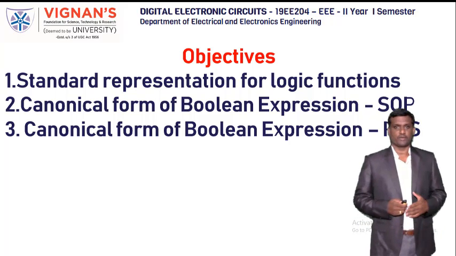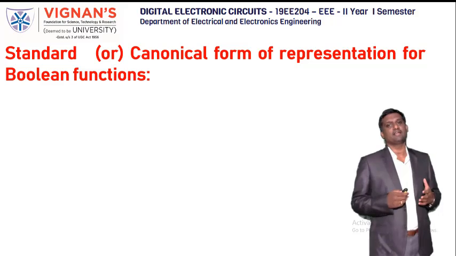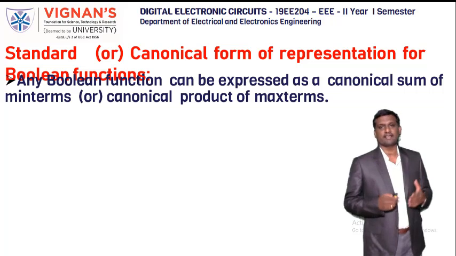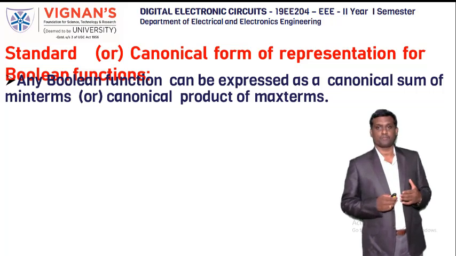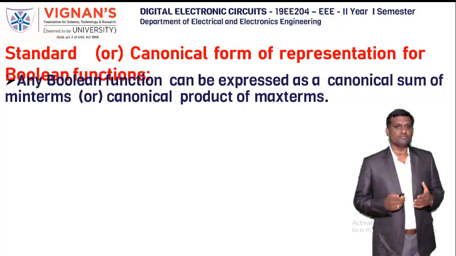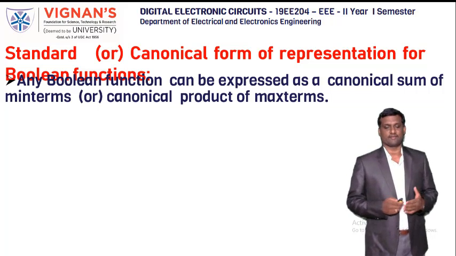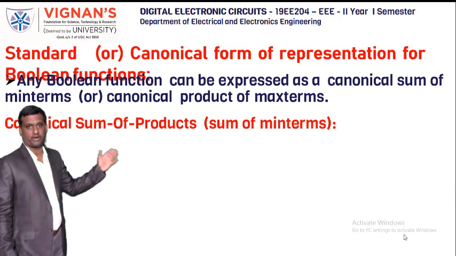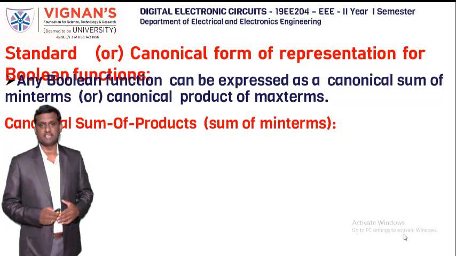Coming to the first one, what is the standard form or canonical form of representation of a Boolean function? That means any Boolean function can be expressed as a canonical sum of min terms or a canonical product of max terms. Under that, what is a canonical sum of min terms and what is a canonical product of max terms? First one, canonical sum of product terms. That is also called a sum of min terms.